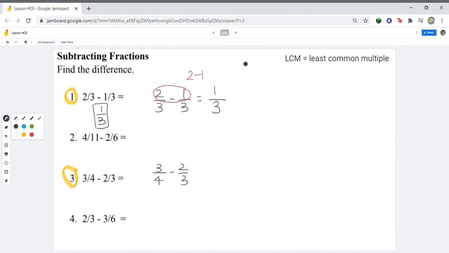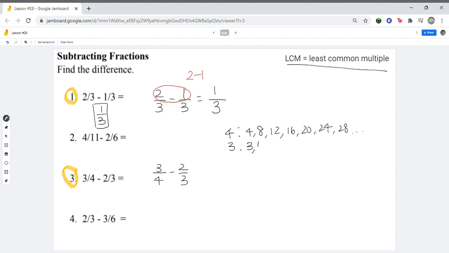Well, to do that, we have to find the least common multiple of 4 and 3. Least common multiple means you're going to find the multiples for each number and find what's the least common. So now I'm going to show you how to do that. Multiples of 4 include 4, 8, 12, 16, 20, 24, and I'm pretty sure there's a lot more. There's an infinite amount, but I'm just going to stop right there. Next we have 3, 6, 9, 12, 15, and I'm sure there's a lot more.